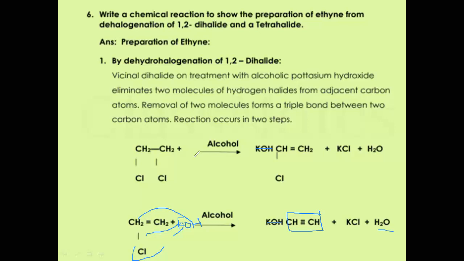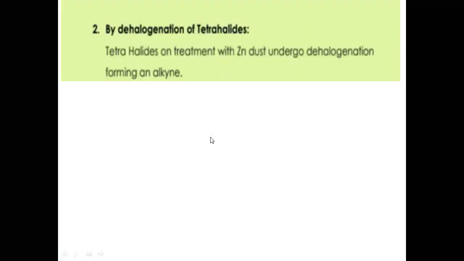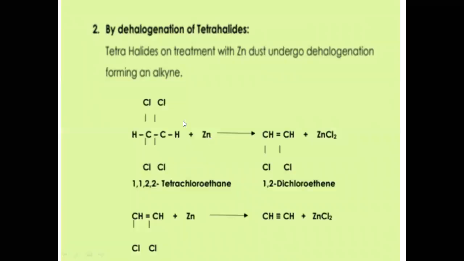So now this is the reaction which is called dehydrohalogenation of 1,2-dihalide. Second method is for the tetrahalide. Tetrahalide means an alkyl halide which is composed of four carbon atoms. You can see 1, 2, 3, 4. Two chlorine atoms are present at the upper side, and two chlorine atoms are present at the lower side.